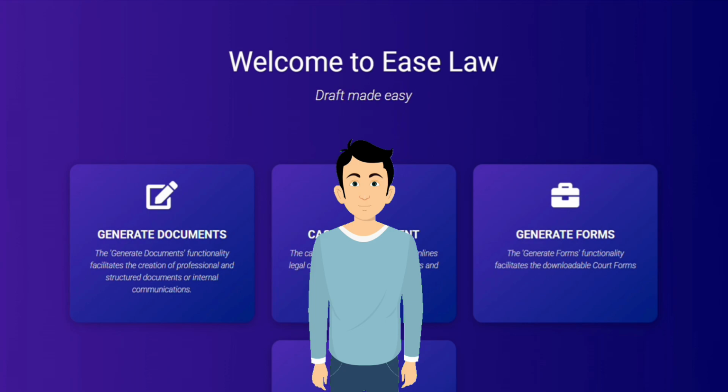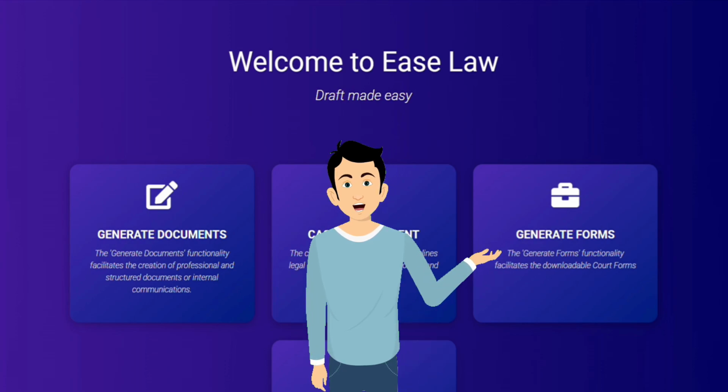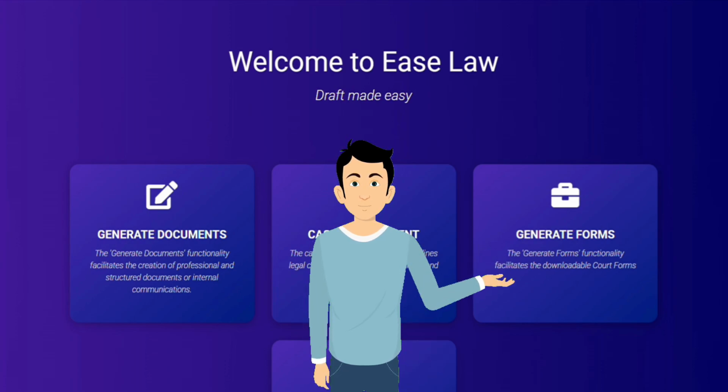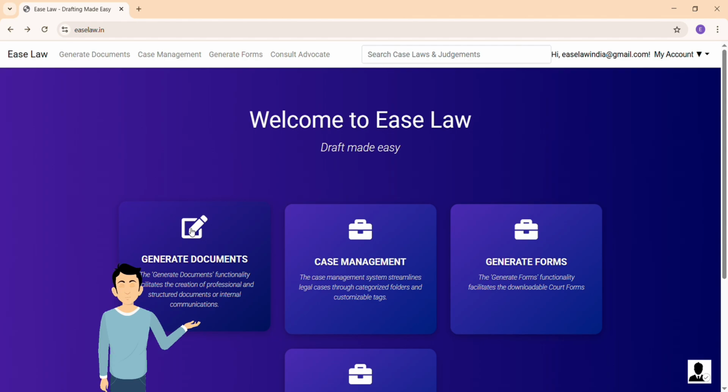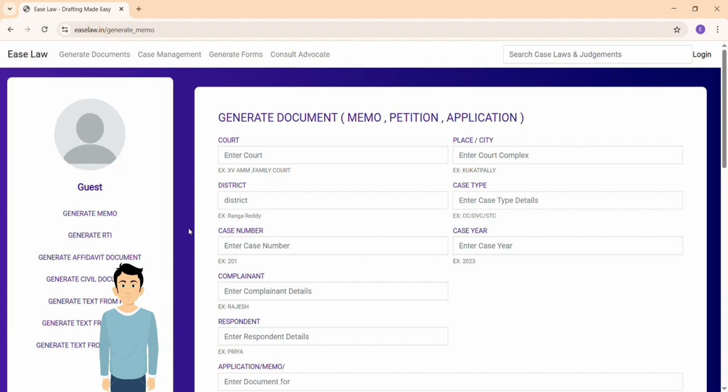Need to create an affidavit? Don't worry, EasyLaw makes it simple. Step 1. Visit easylaw.in on your browser. Step 2. Go to the Generate Documents section. Step 3. Choose Generate Affidavit from the list.